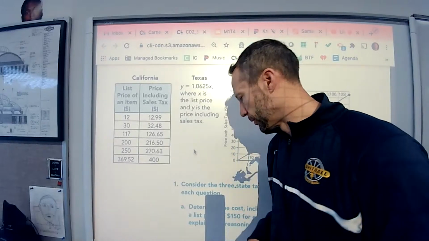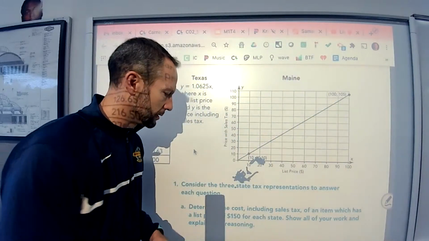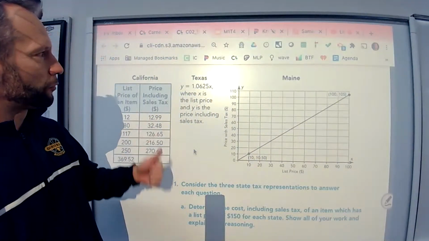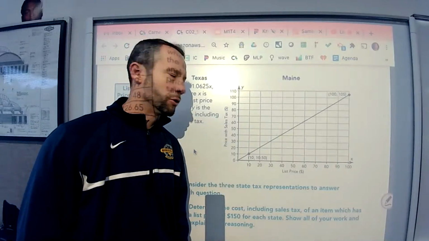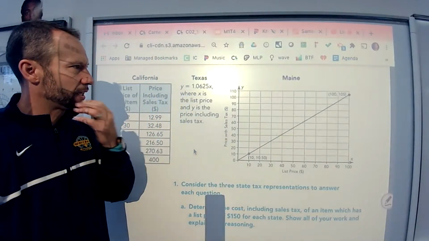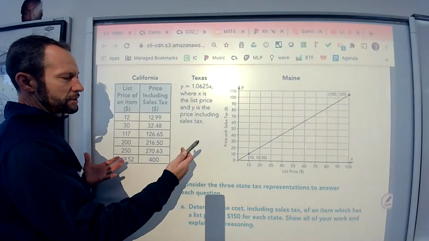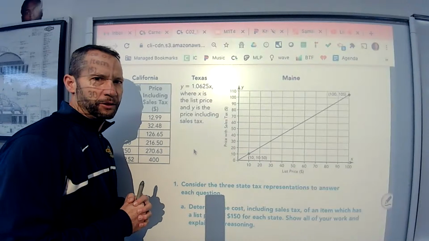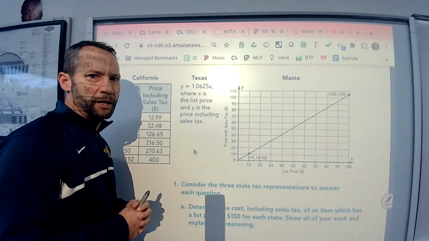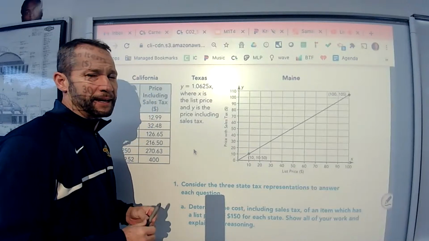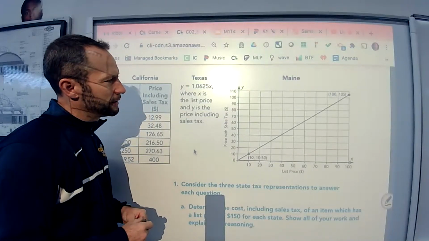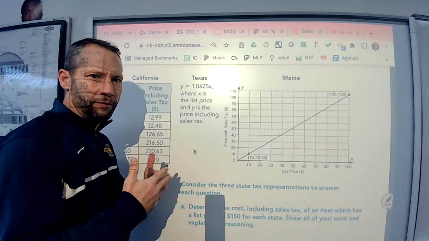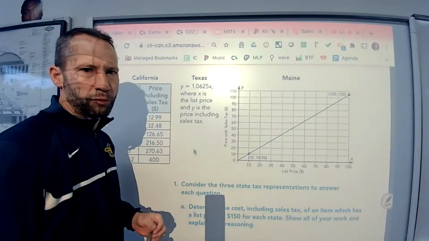We started off this week looking at a situation with three states: California, Texas, and Maine. We looked at the sales tax rates in each of these states. But as you can see, they didn't just simply tell you what the sales tax rate was. We had to use our prior knowledge of COP, that constant of proportionality, y over x, which came back up again, and integrate all that prior knowledge with what we were doing presently.